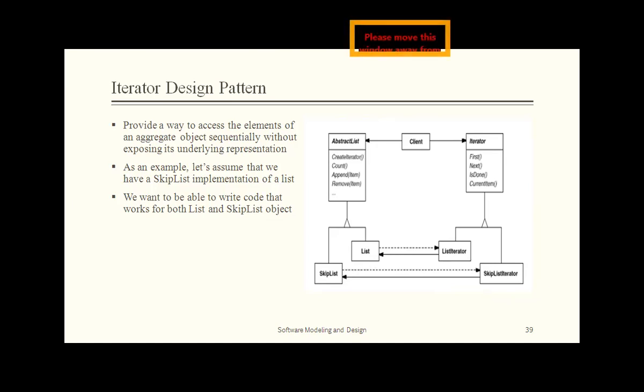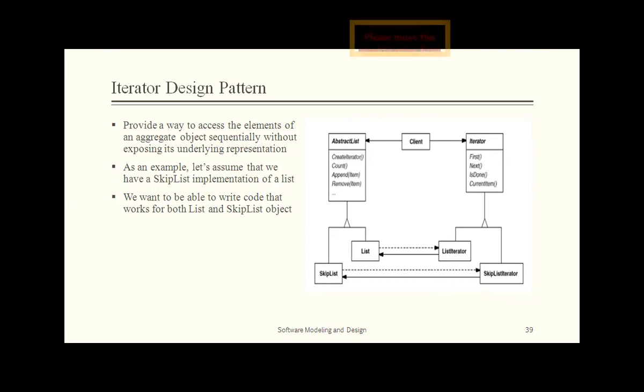So in this way, the iterator design pattern works. Okay. So you can use this iterator pattern to access an aggregate object's contents without exposing its internal representation.